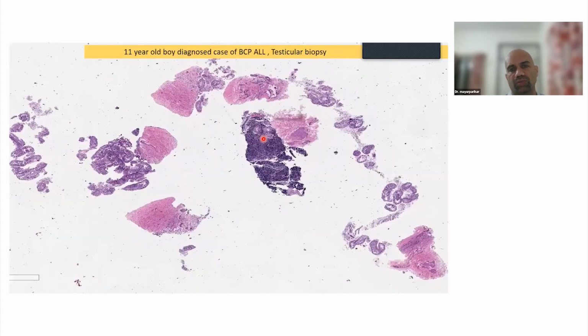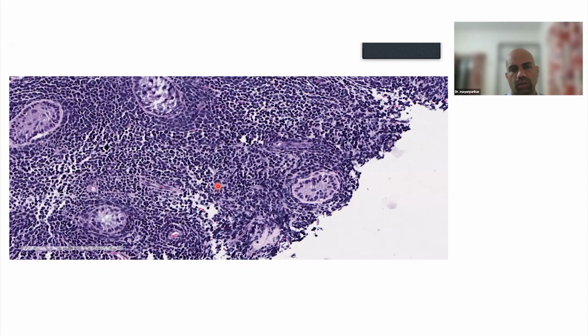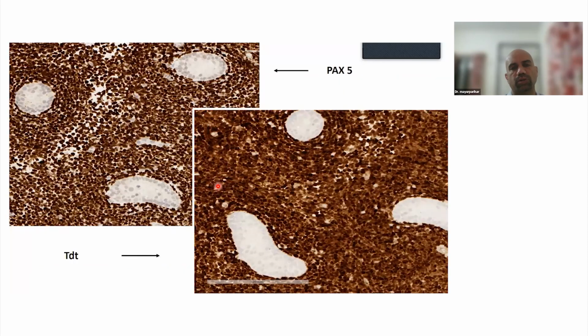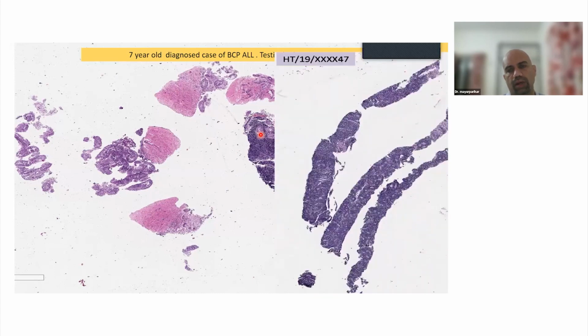Now here the doubt was whether this is a floater coming from this patient. Now this is how it looked. It was PAX5 TdT positive. It was a testicular relapse in that case. Now in this patient, we were not sure, because the rest of the testis completely looks normal, whether this piece was coming from the previous biopsy case.